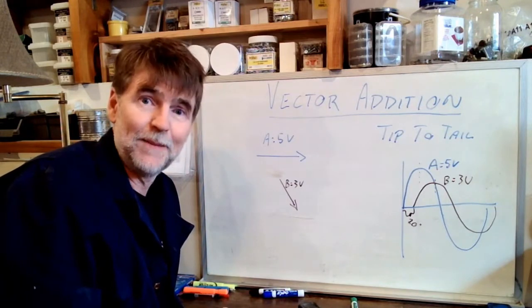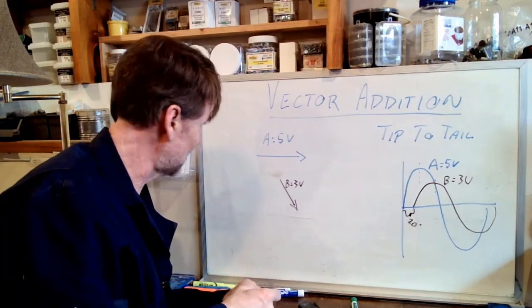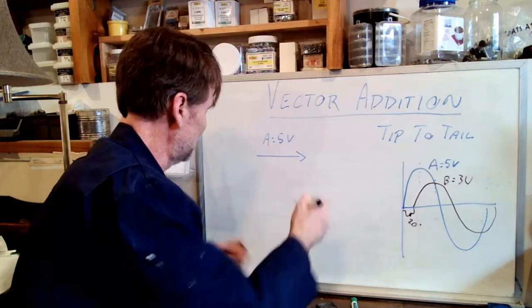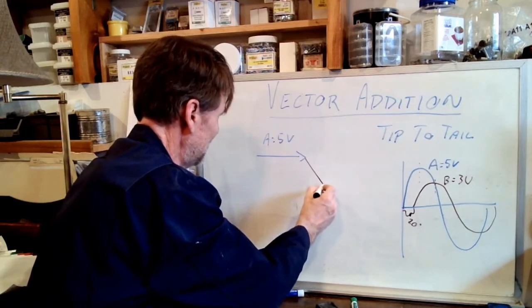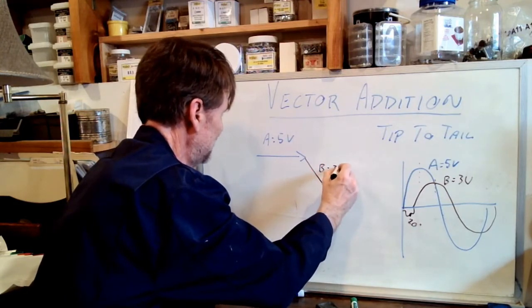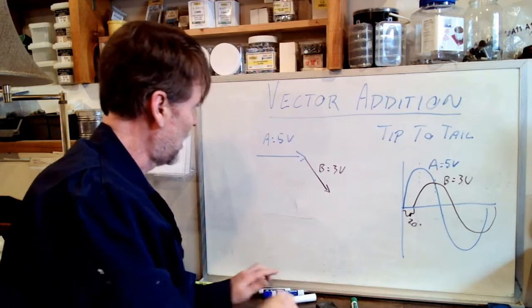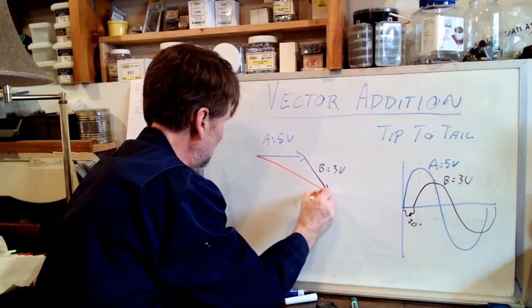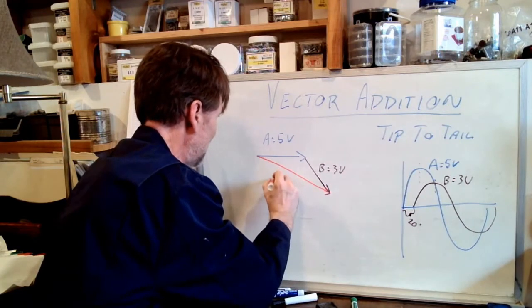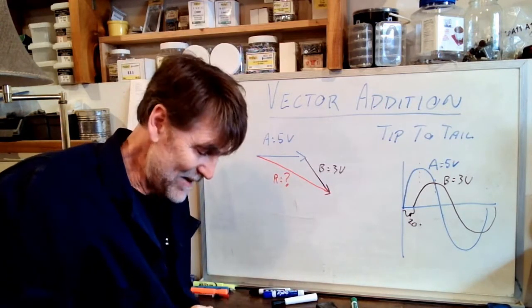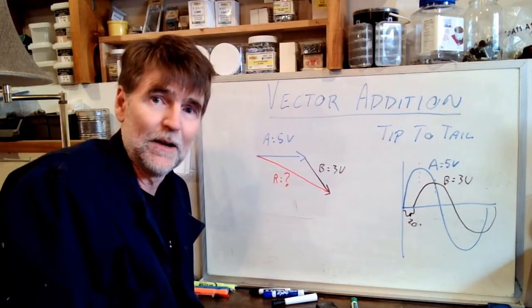Well, we place them tip to tail. Let's slide that over. Let's take vector B and slide it right into place. There it is. B equals 3 volts. Our resultant vector, there's R. R equals big old question mark. That is what we need to figure out.